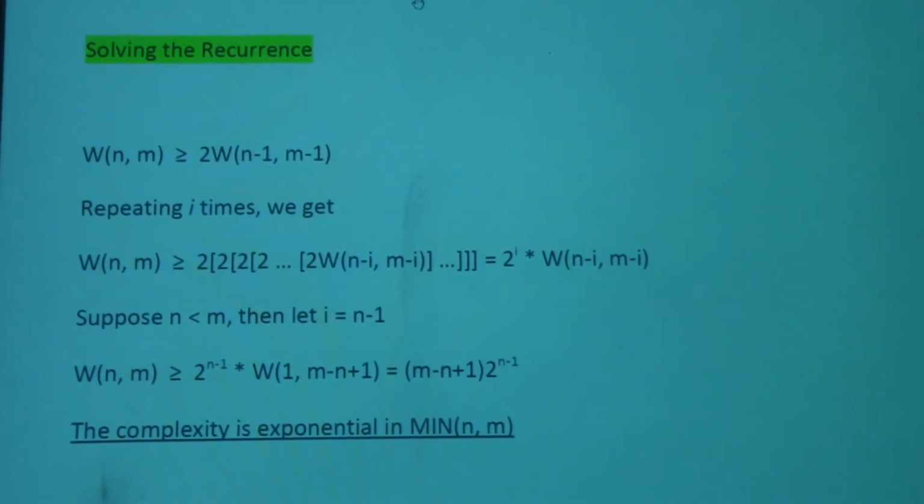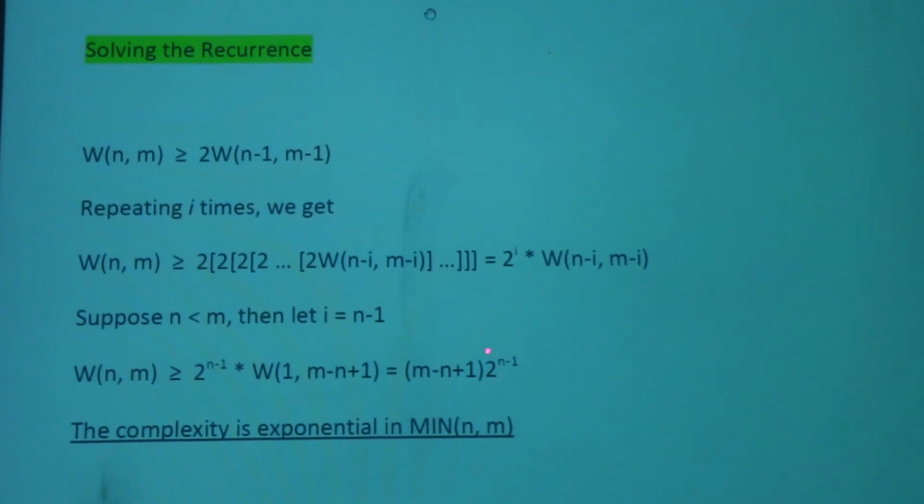Now, the two string lengths, m and n, may be the same, or one of them may be shorter. We're going to assume one is shorter than the other. So suppose that n is less than m, then we will let i equal n minus 1. Then the worst case w of nm is going to be equal to 2 to the n minus 1 times w of 1, m minus n plus 1, which is just going to equal m minus n plus 1 times 2 to the n minus 1.